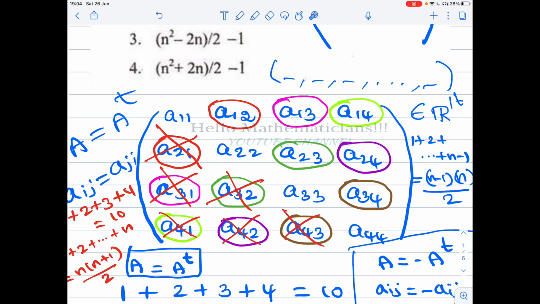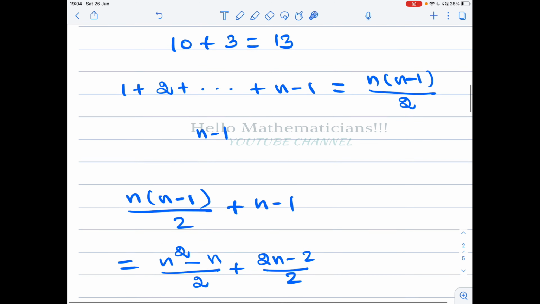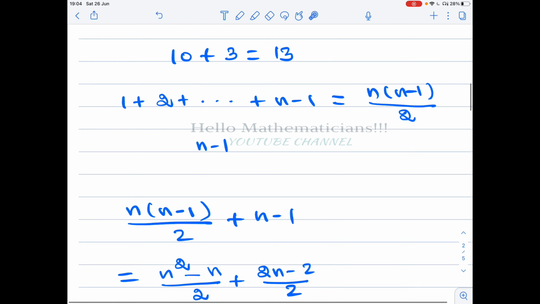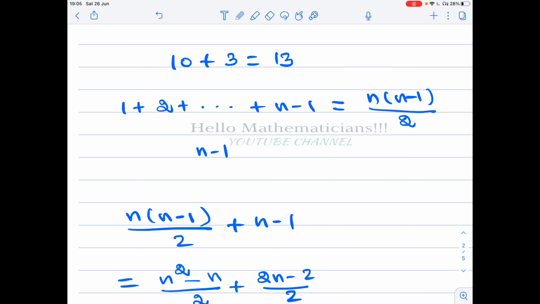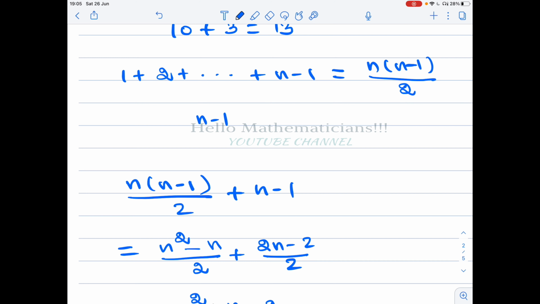Therefore, what is the dimension of the set of all symmetric trace zero matrices? Again, 1 plus 2 plus etc. plus n minus 1. Now here you have n entries on the diagonal, but of these you are going to take only n minus 1 entries, because this one entry will be a linear combination of the others. Therefore, the dimension of symmetric trace zero matrices will be equal to 1 plus 2 plus etc. plus n minus 1.